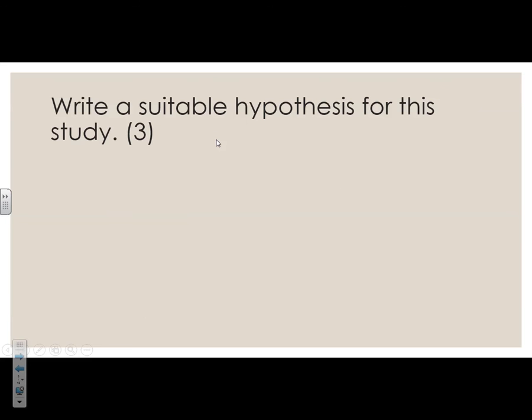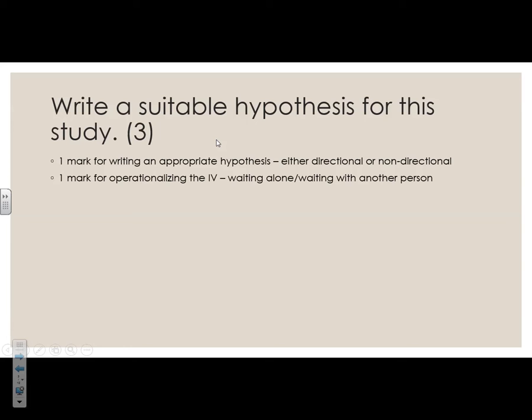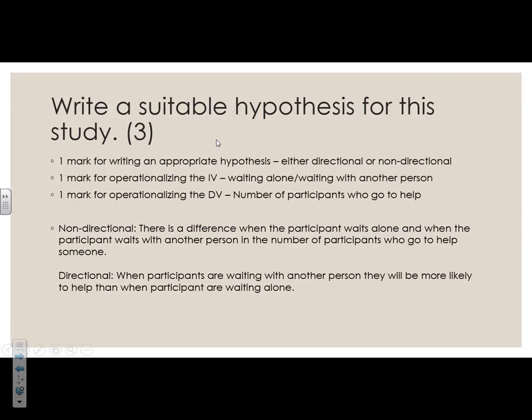Okay, write a suitable hypothesis for the study. So this was the first question that we looked at. So you get 1 mark for writing an appropriate hypothesis. This could be either directional, non-directional, or a null hypothesis, so you could choose any of those. You get 1 mark for operationalising the IV, which is waiting alone or waiting with another person, and 1 mark for operationalising the DV, the number of participants who go to help. So operationalise is saying the number of participants, so you're giving it a number, and then the IV is waiting alone or waiting with a person. You've operationalised it by saying condition 1 waiting alone or condition 2 waiting with another person.